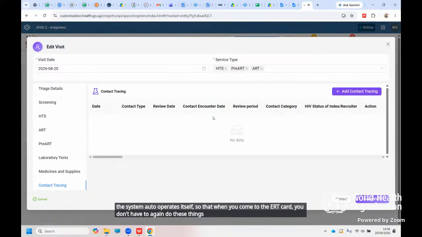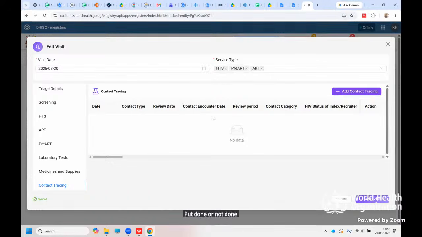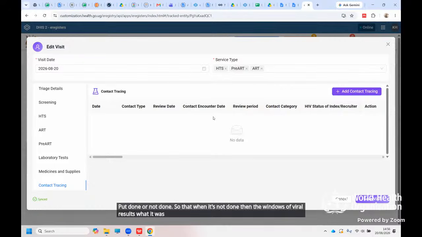For all the tests that we are doing, I am proposing, e.g. viral load, put done or not done, so that when it's not done, the windows of viral load results don't come up. The same with CD4, the same with the tests you displayed, so that the window of results, whatever happened, doesn't come up.